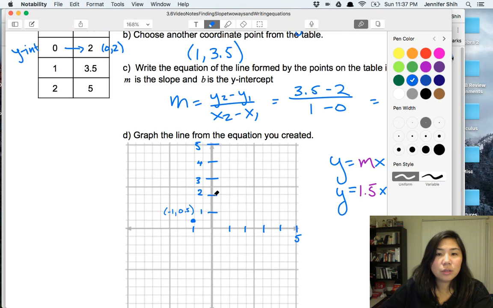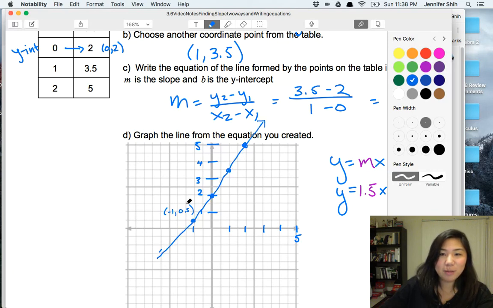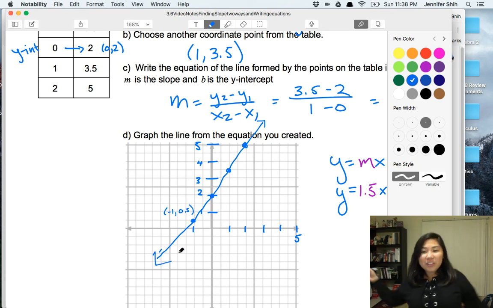Then I'm going to do 0, 2. Then 1, 3.5. This is 3.5 here. And 2, 5. I'm going to tell you now, it is really hard for me to draw this straight line, so just imagine it right now. This is really hard because I have to look at my screen and not the tablet I'm actually writing on. Okay, there's my straight line.